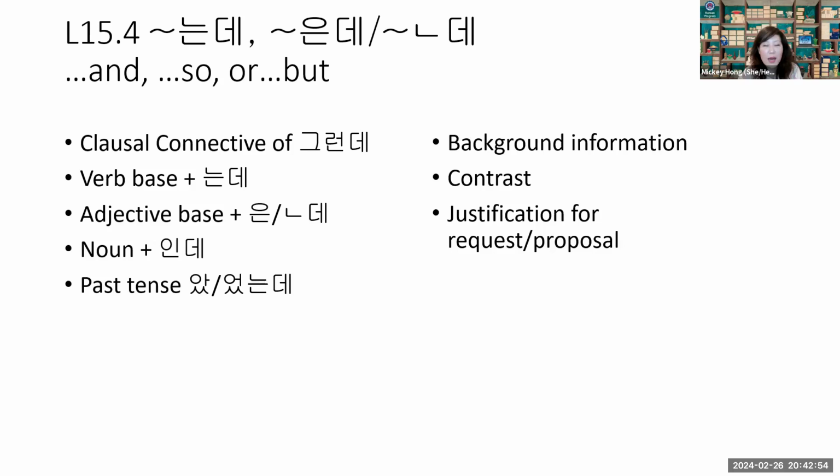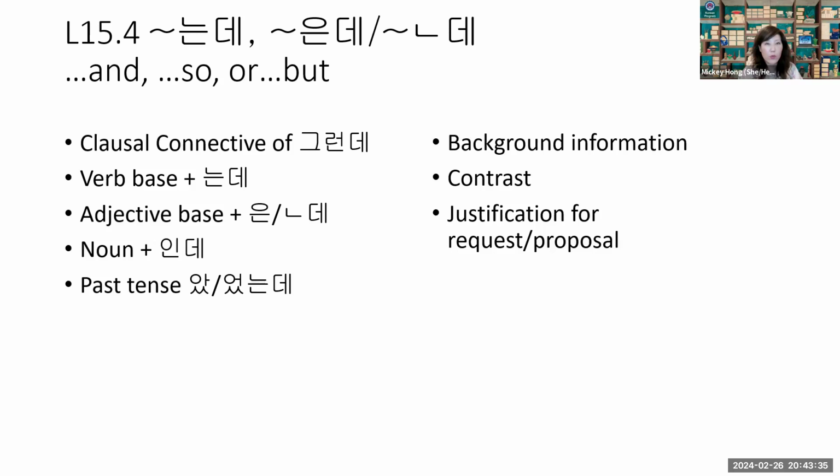If it's noun, it doesn't matter if it ends in a consonant or vowel. You just put 인데. This connective does take tense, so in that case, it would be 았는데. This is a very important grammar because it can be used in three different contexts: to give background information, to present contrast, and to give justification for request or proposal.